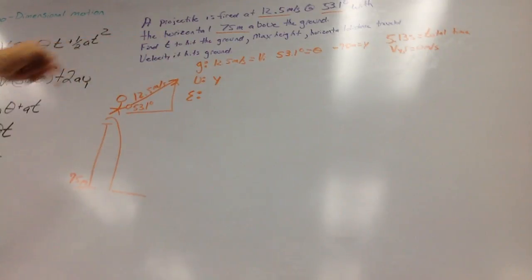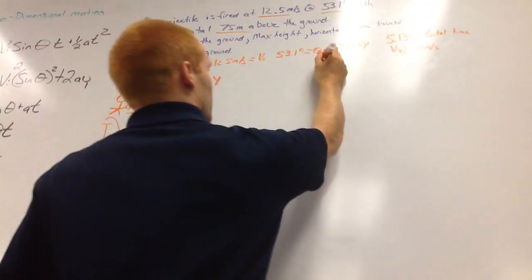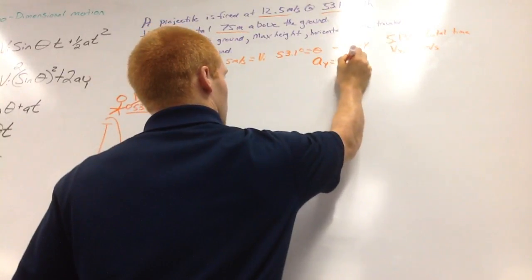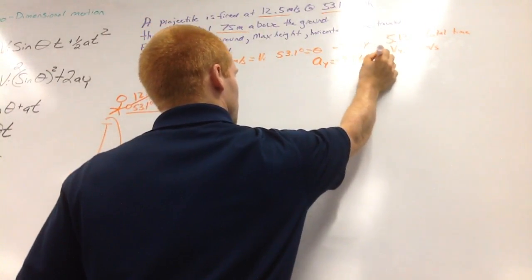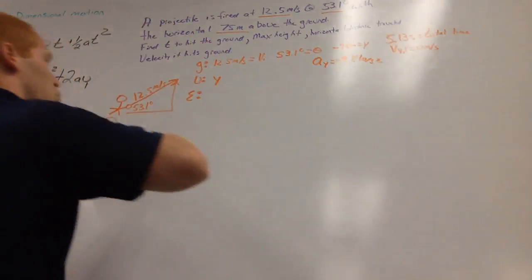So here's our givens. We added one. VYF is 0 meters per second. Remember, we also have acceleration in the y direction. It's going to be negative 9.81 meters per second squared. Our unknown is y.